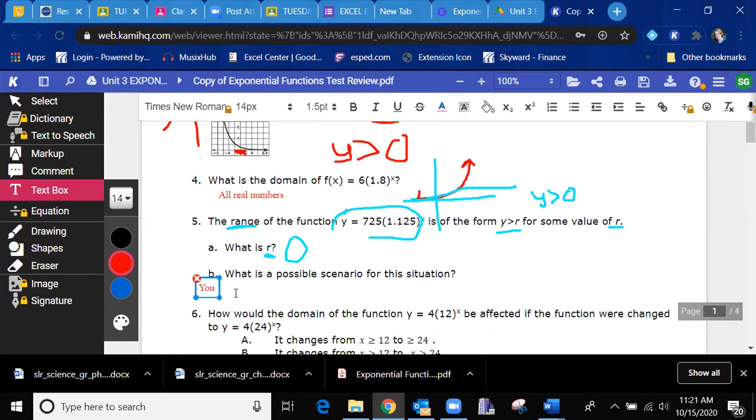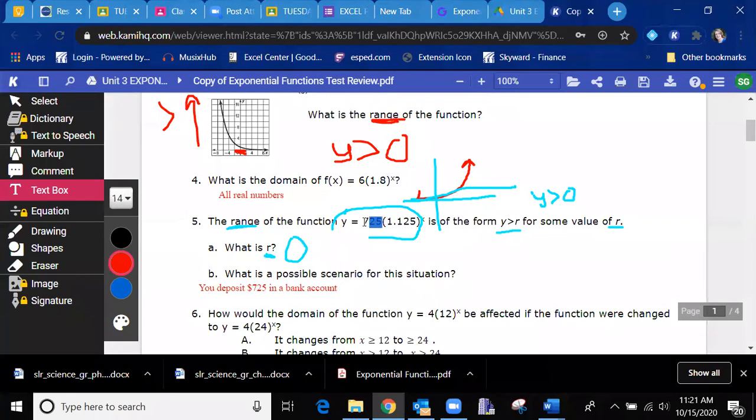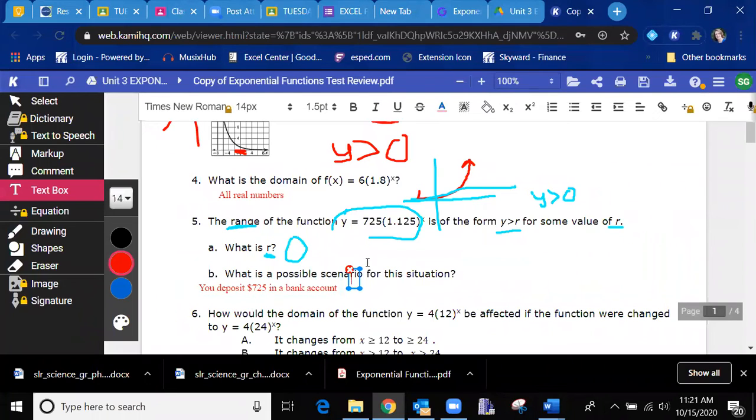I guess you start off with $725. Yeah, and usually in a bank, you deposit $725 in a bank account. Then what happens? What's the story there? So this is the starting amount. We got that in there.